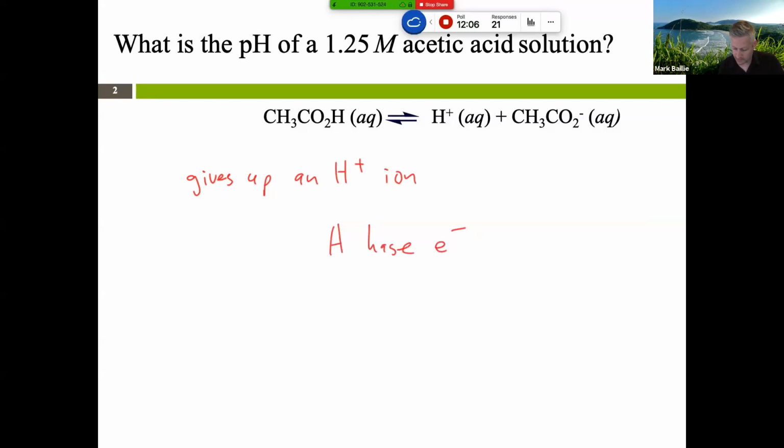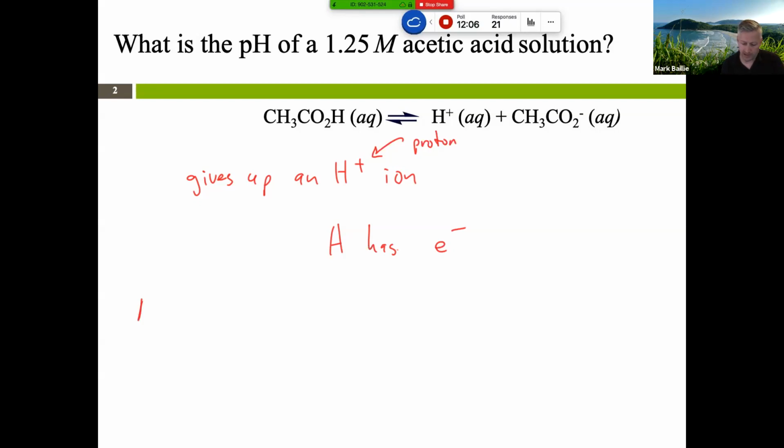So a hydrogen atom has an electron. An H+ ion, we call these proton or H+ ion, either one, they're interchangeable. So if a molecule gives away an H+ ion, that's considered an acid. If, on the other hand, a molecule accepts an H+ ion, that's considered a base.